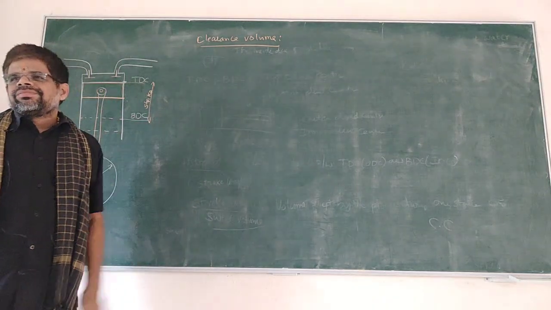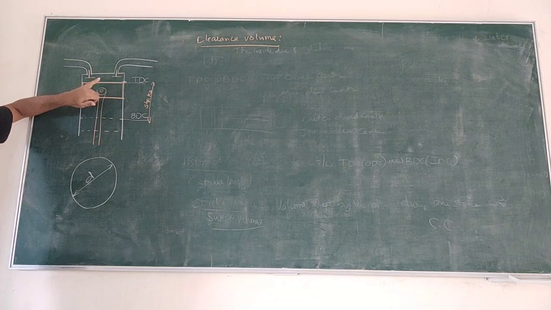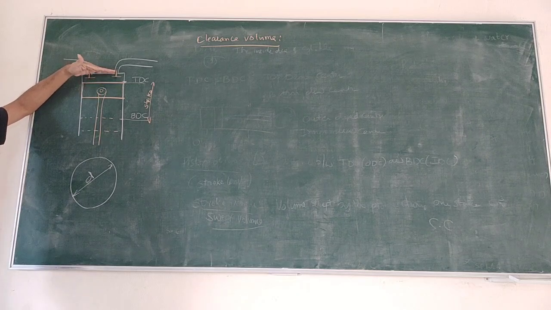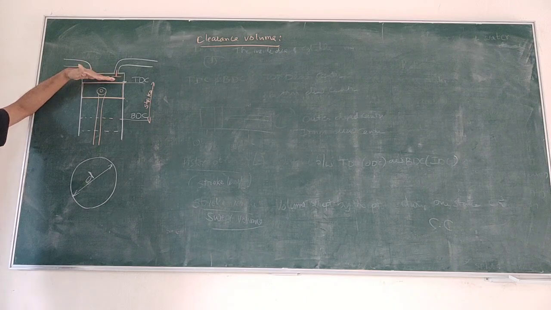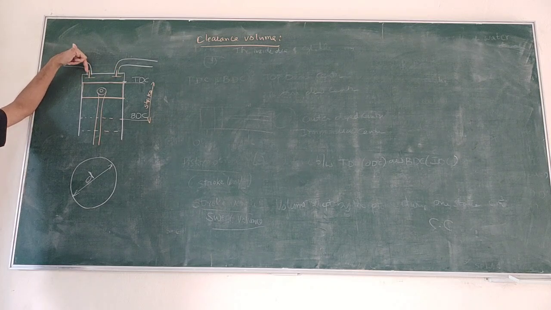So clearance volume. Here in this engine we said that there is a top dead center. Why is this top dead center not at this position? Why is the piston not moving up to this position? It is stopping at some distance from the topmost edge. Why? What is the reason? Why is the piston not traveling beyond this point? Why have we placed top dead center here, not there? Because it needs some space for the operation of the valves.